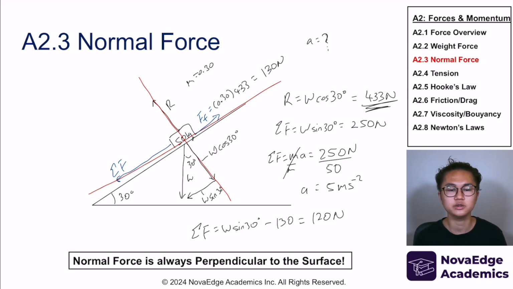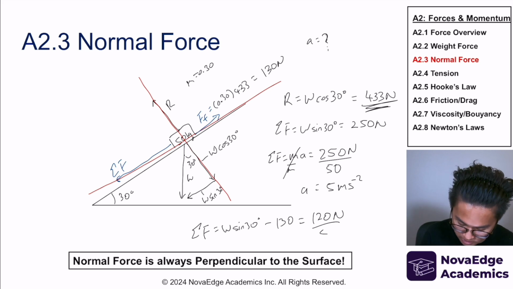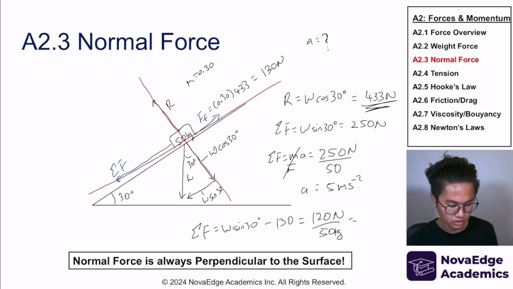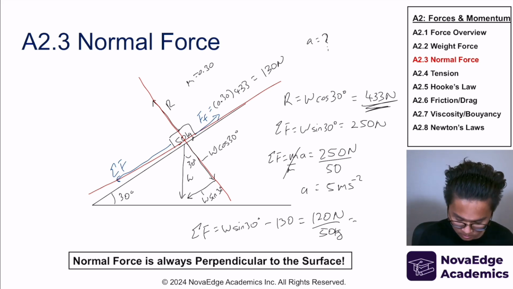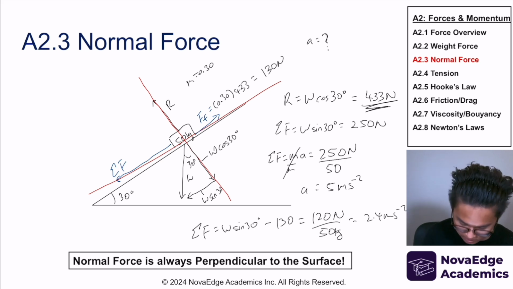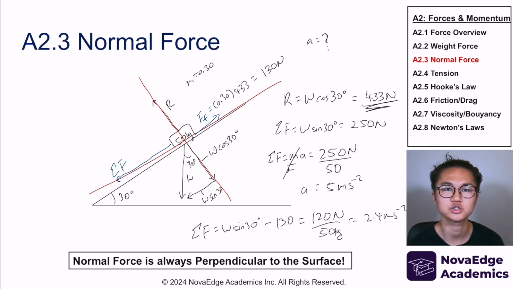Now, if I wanted to find the new acceleration, I would divide this by 50 kilograms. That's going to be equal to 2.4 meters per second squared. Okay, due to friction, the acceleration becomes slower. Okay.